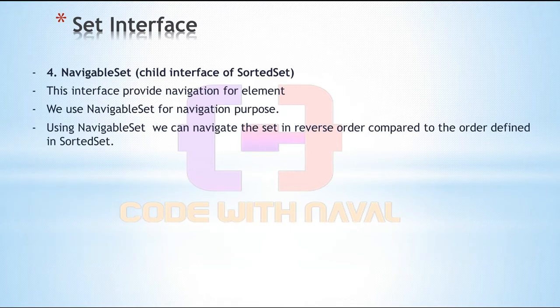Then the second one, NavigableSet. It's a child interface of SortedSet. This interface provides navigation for elements. We use NavigableSet for navigation purposes. Navigation means we can move forward, we can move backward. Using a NavigableSet, we can navigate the set in reverse order compared to the order defined in a SortedSet. In a SortedSet, by default we only navigate in forward order, but here we can navigate in reverse order also.